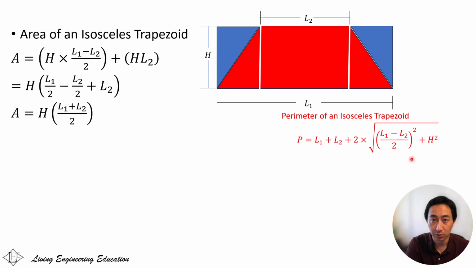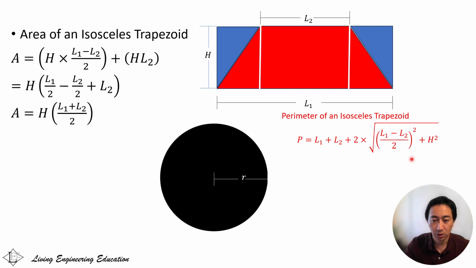Okay, so now let's take a look at the circle. So we know that if we look at a circle, we can define the diameter or the radius. We're going to look first at the radius, and we can define the area of the circle as pi r squared.